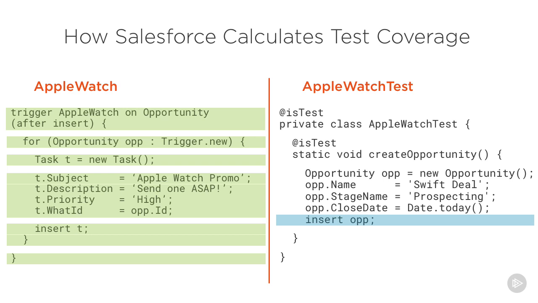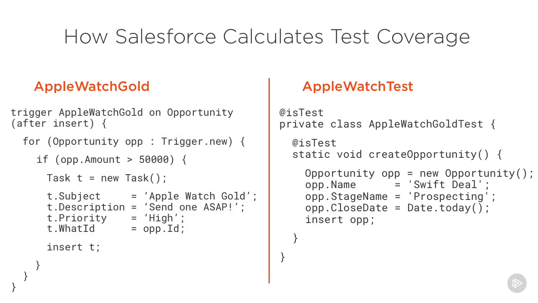Okay, now test classes might be looking too easy to you. All we have to do is save records and we get 100% coverage off the bat? Not quite. Let me show you a slightly more involved example where you'd only get partial coverage.